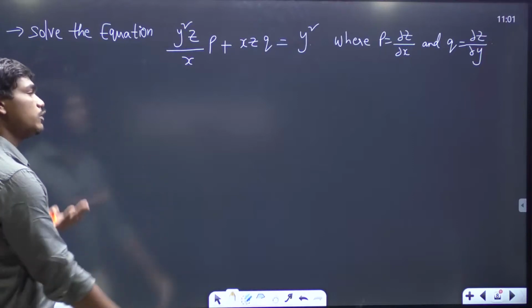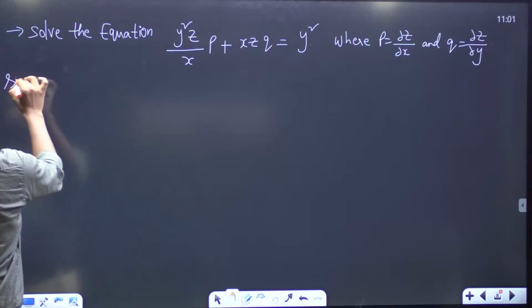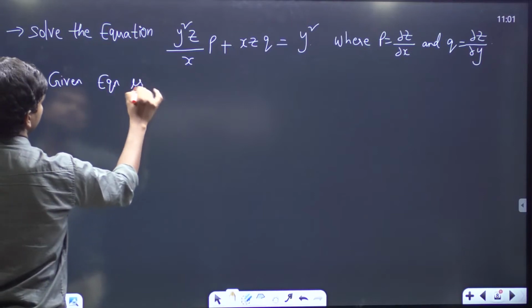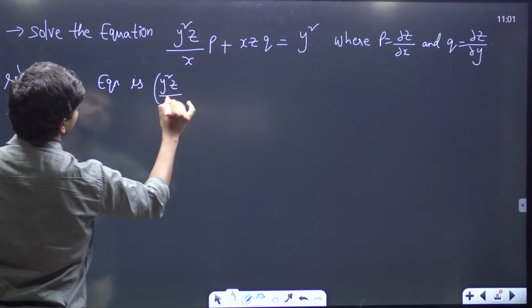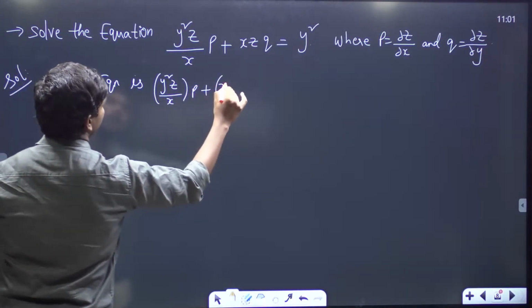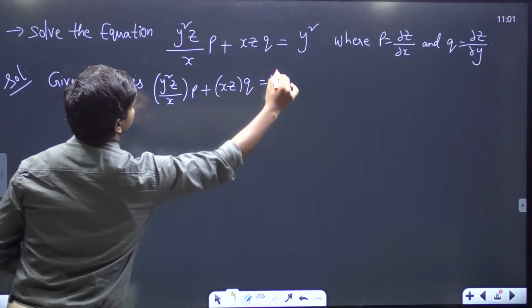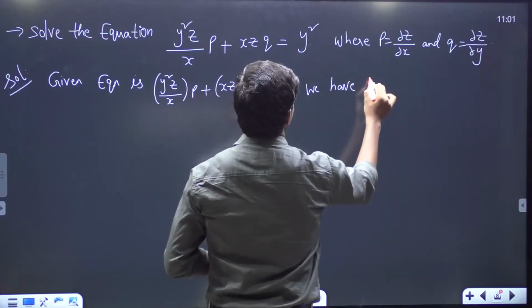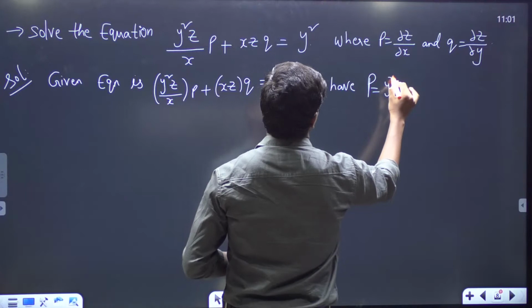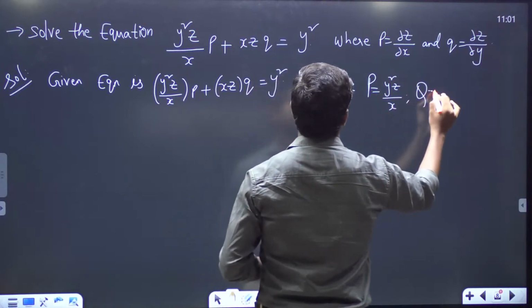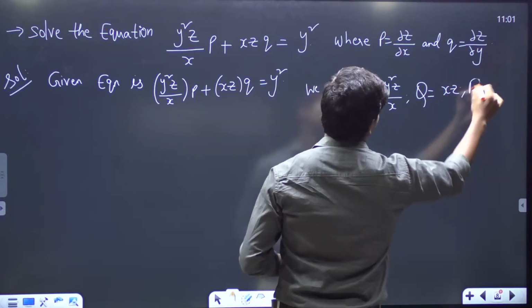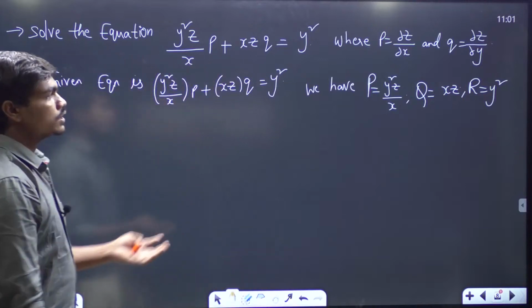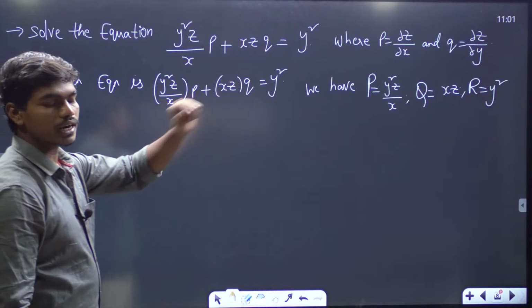Since we are dealing with only one question, let me tell the solution for this. Given equation is y square z by x into p plus xz into q is equal to y square. Correct? This is the equation. So now if you compare, we have p is equal to y square z by x, q is equal to xz, and r is equal to y square. Correct? So this is the question that was given to us.